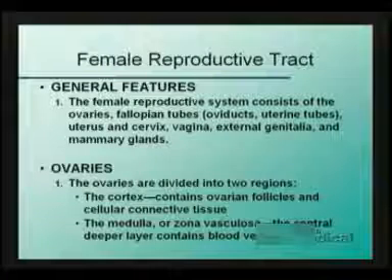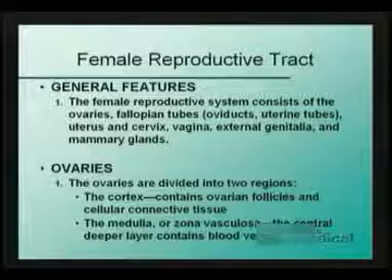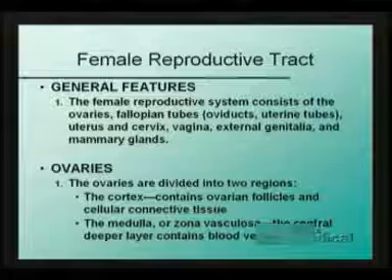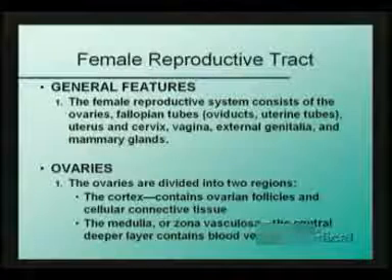First off, let's make an overall view of the elements of the female reproductive system. It's certainly going to begin with the business end of the female reproductive system, and that's where oogenesis is occurring at the level of the ovaries.